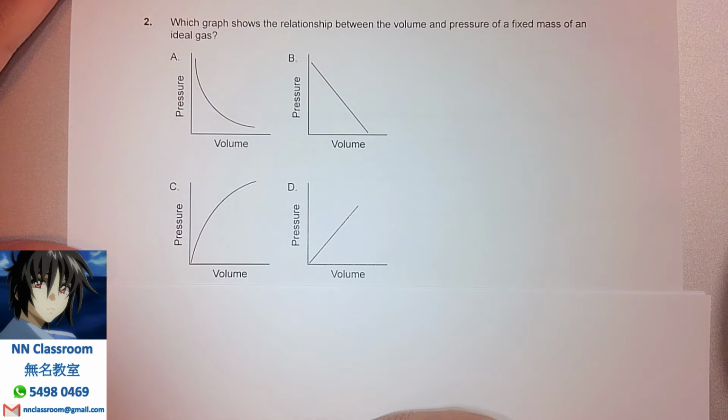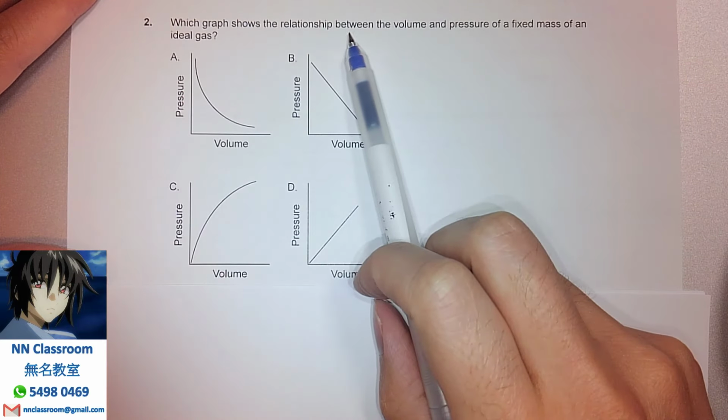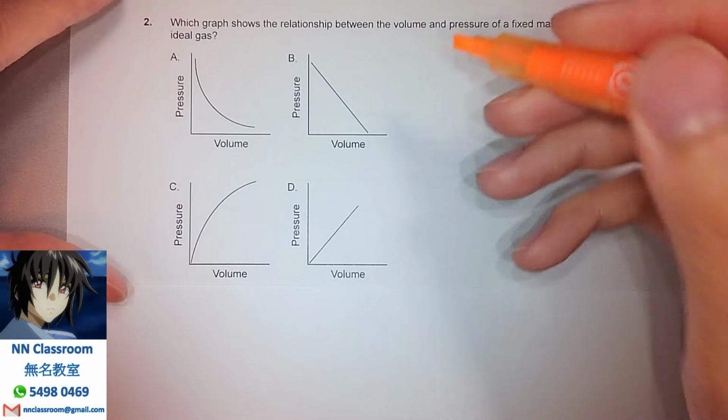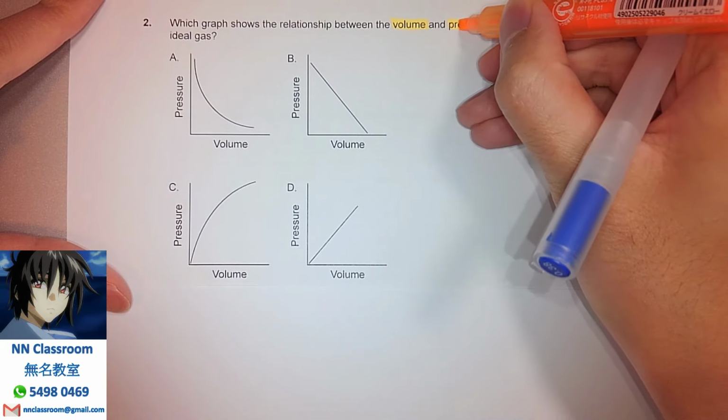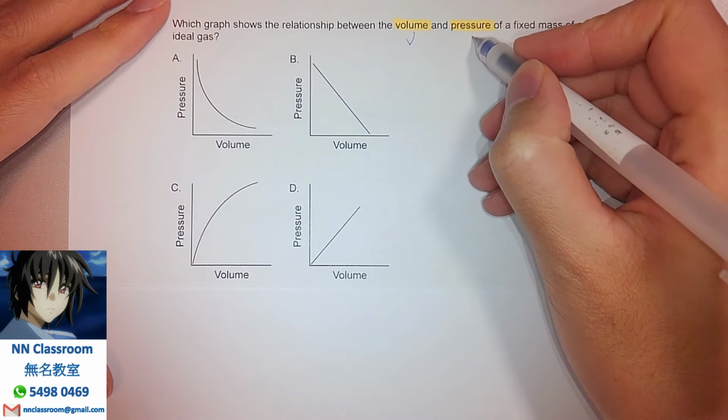Today I'd like to share with you a past paper question from May 2018, time zone 1. Question number 2 deals with topic 1, the ideal gas problem. Let's see. It asks which graph below shows the relationship between two very important parameters in this question: volume V and pressure P.